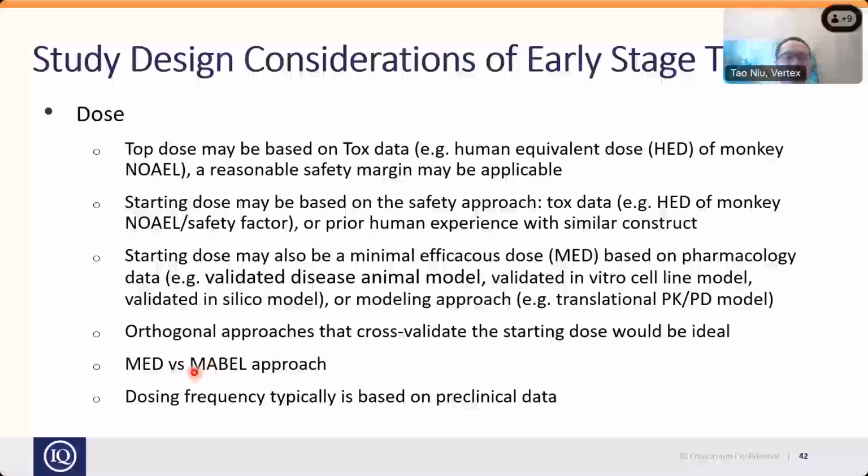And sometimes you may use the MABEL approach for starting dose. That typically is used for cancer vaccines, for example, or something that's supposed to modulate the immune system, particularly as an agonist. But for rare genetic disease with unmet medical needs, you can use a minimal efficacious dose or MED approach. The dosing frequency typically is based on the preclinical data.